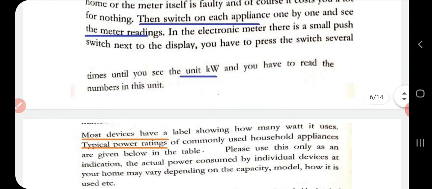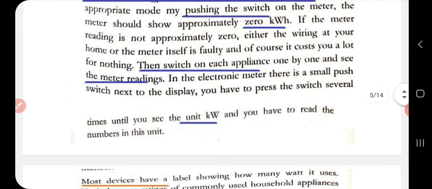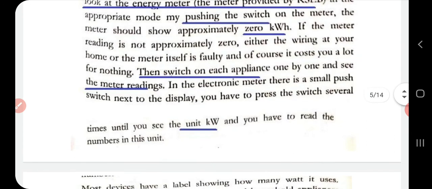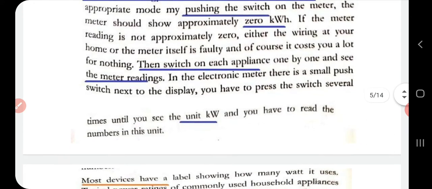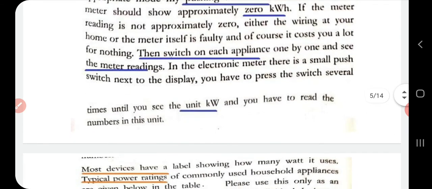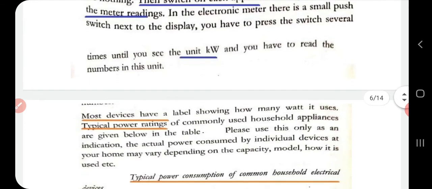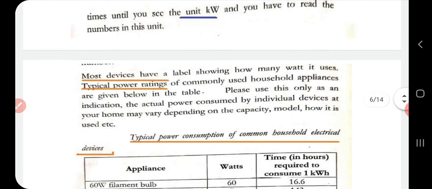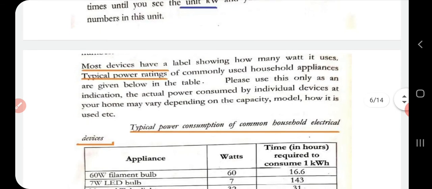That is, you switch off the appliances, then you go to the meter, then push the switch on the meter, and after that you switch on the appliances, and finally you can see the reading in the meter. This is how you read the energy consumed by your appliances from the meter provided by KCB.